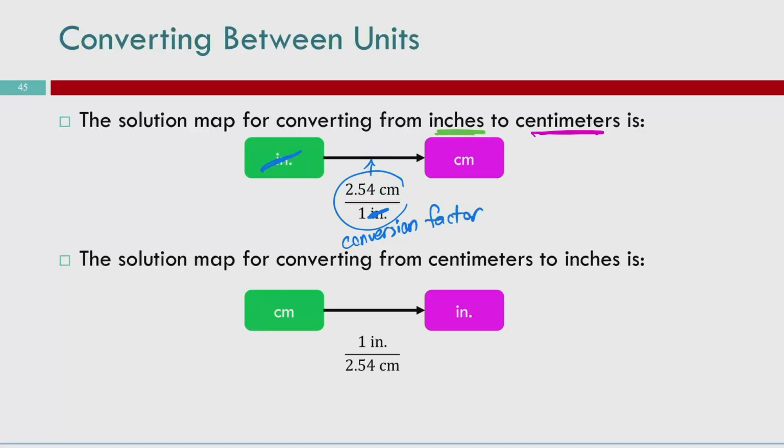The solution map for the other direction, from centimeters to inches, is the same, just flip them. So centimeters on the left, inches on the right. I usually use green to indicate something that we're given or something that we can start with, and I'll use the pink or fuchsia to indicate what we're trying to find or what we're trying to get to. And then we can do that conversion in one step. This time, in our conversion factor, we've got centimeters on the bottom. That'll cancel out with the centimeters we started with. The inches that are on the top will carry through, and those will be our new units.